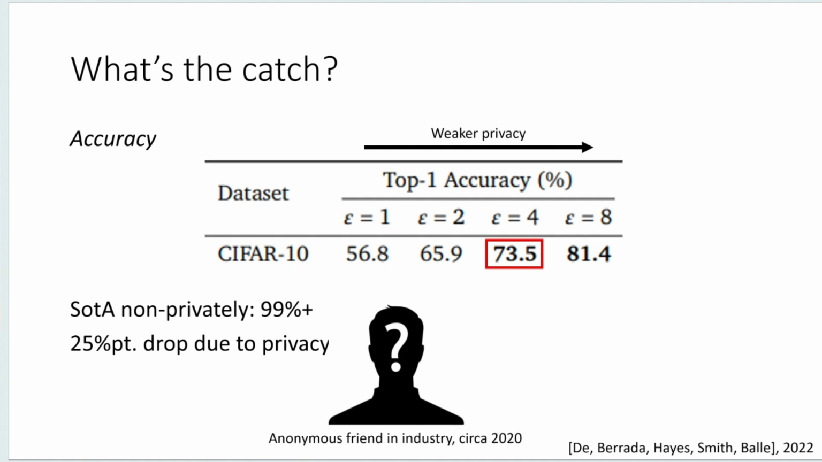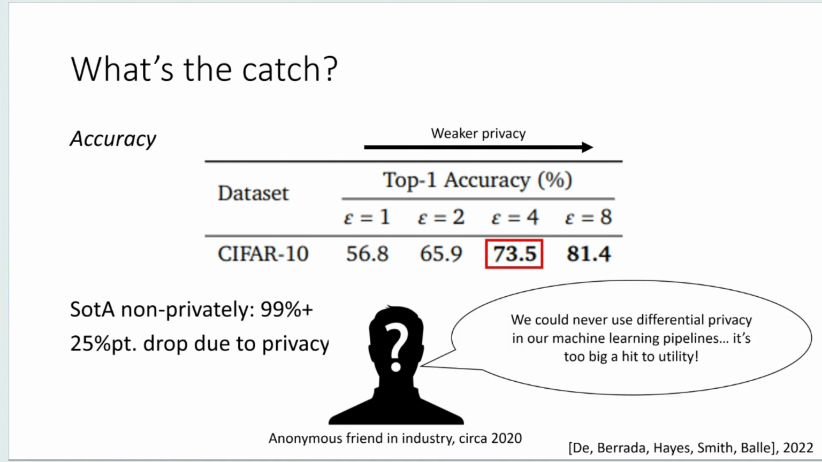I remember a conversation I had with a friend in industry back in 2020 who said something to the effect of, we could never use differential privacy in our machine learning pipelines. It's just too big a hit to utility. And at the time, I would have agreed with them. This was the conventional wisdom at the time: that differential privacy, while academically and research-wise interesting, is not ready for prime time yet.